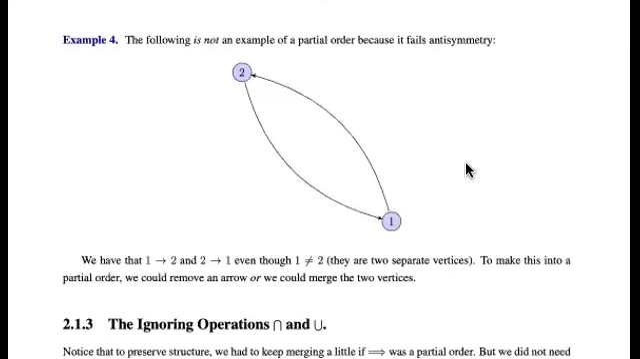Example 4: the following is not an example of a partial order because it fails anti-symmetry. And I think we've discussed that as well.